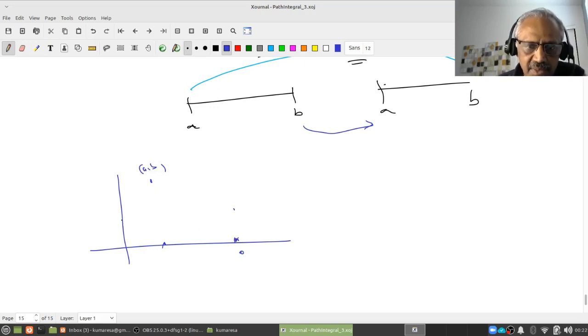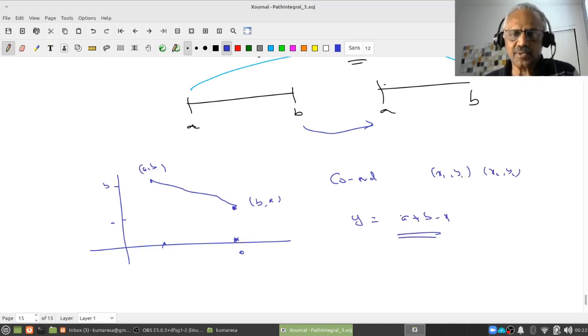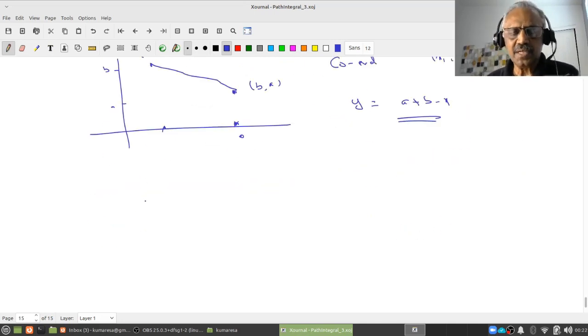So this is something like A, this is something like B, right? This is my B, this is B A. So I want the line segment. You write down the formula for this using your coordinate geometry, connecting points x1, x2, y1, y2. You have the formula, write it, then you will see the formula is y equal to a plus b minus x. That's what we got. Okay, so these are all unnecessary preliminaries, not related to complex analysis, but learning mathematics properly.